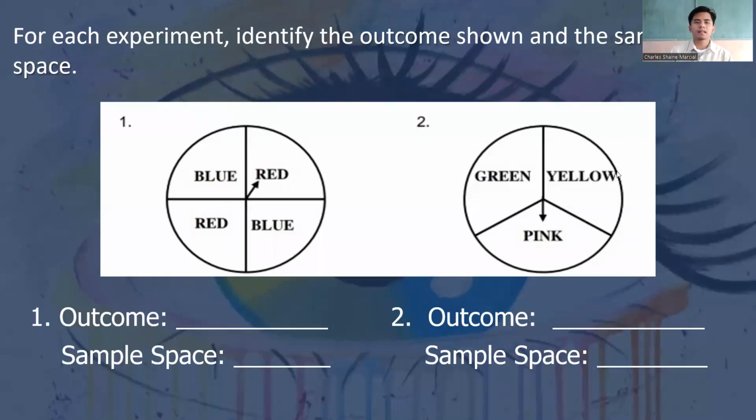Okay, so that is all for this topic in illustrating experiment, outcome, sample space, and event. Okay, so I hope you understand this lesson.